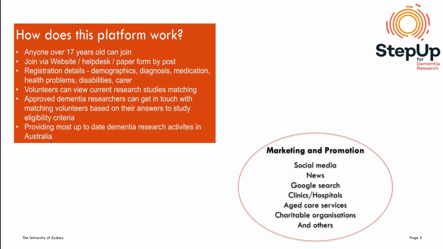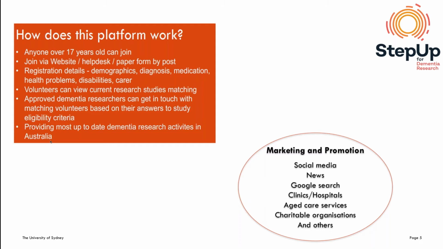And what kind of information do we collect? We collect their demographics: their age, gender, and address. We also ask them whether they have dementia or not. If they have dementia, whether they have any medication, other major health problems, any disabilities, whether they have care or not. There are about 16 mandatory questions, and about 50 optional questions. All that information is stored in our platform.